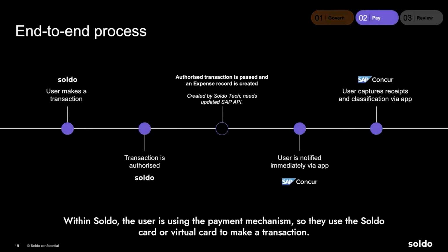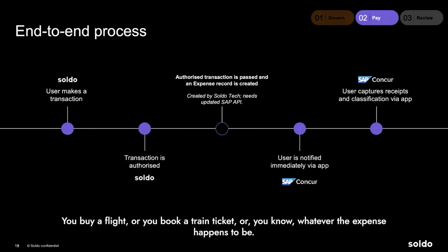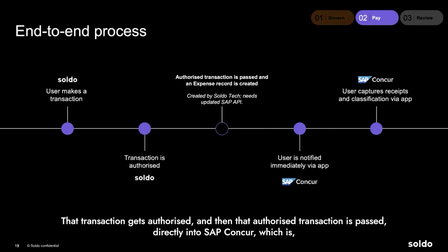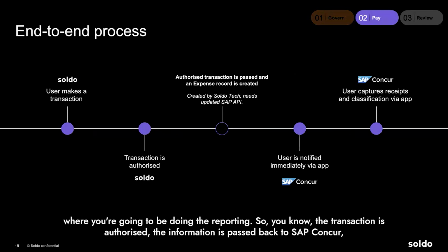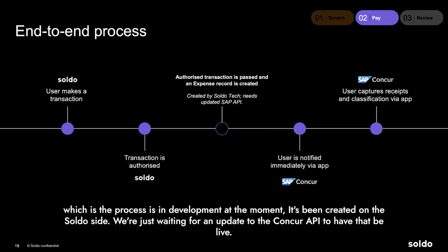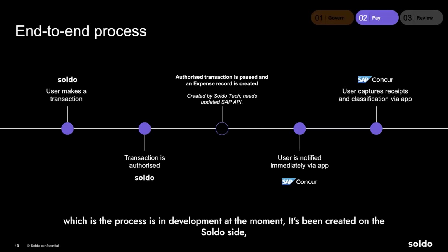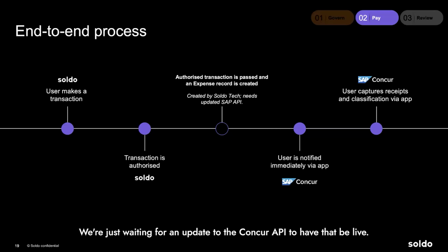Within Soldo, the user is using the payment mechanism. So they use the Soldo card or virtual card to make a transaction. You buy a flight, or you book a train ticket, or whatever the expense happens to be. That transaction gets authorized, and then that authorized transaction is passed directly into SAP Concur, which is where you're going to be doing the reporting. So the transaction is authorized, and the information is passed back to SAP Concur. That process is in development at the moment. It's been created on the Soldo side. We're just waiting for an update to the Concur API to have that be live.